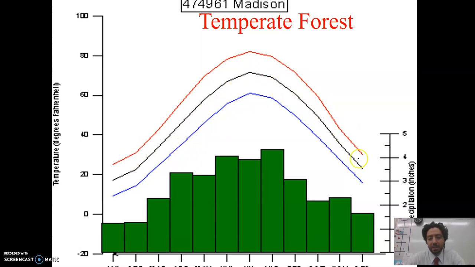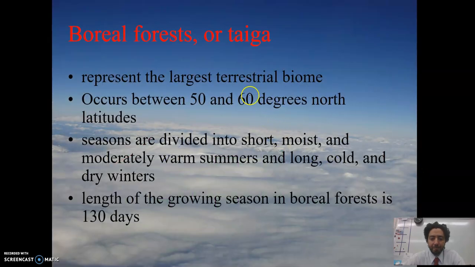And so anytime you see seasons, typically think temperate in that middle column. And then we know that this has a lot of rainfall throughout. This one's in inches, so not the best graph, but still shows a lot of rainfall throughout.